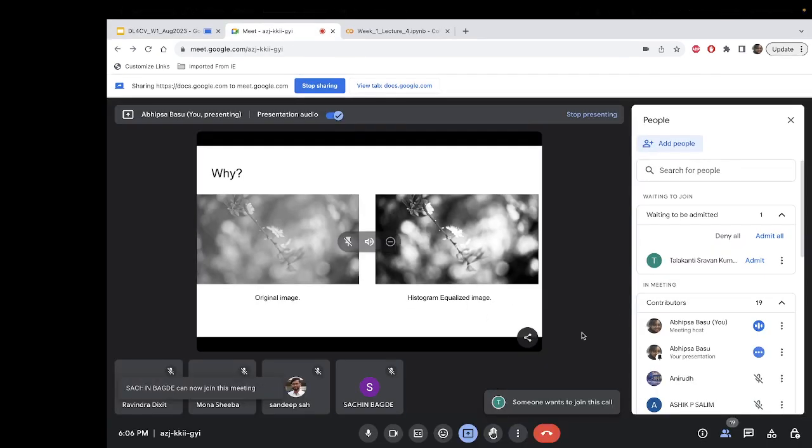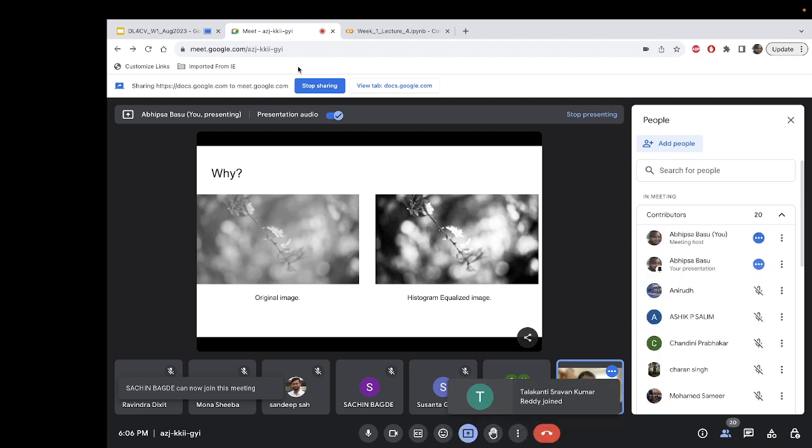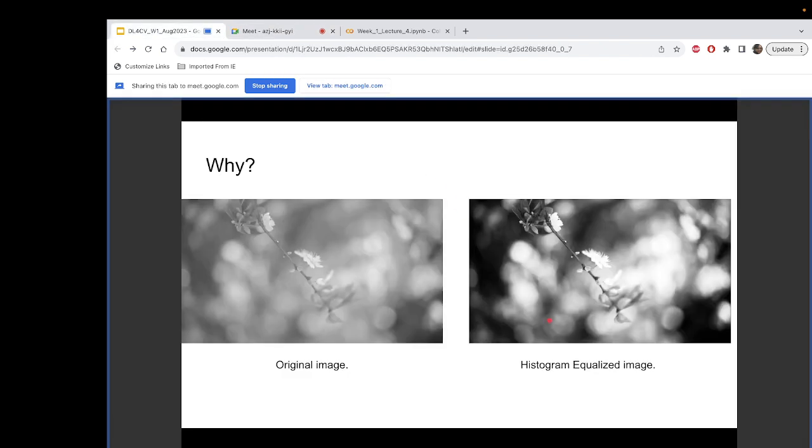Coming to why this is required. You can see that this is some image that we collected. This is the original image, and you can see that it's not very clear in nature. It's on the brighter side. Most of the pixels are close to the value of 255. This branch, which looks like a flower, can't be distinguished that much from the background.